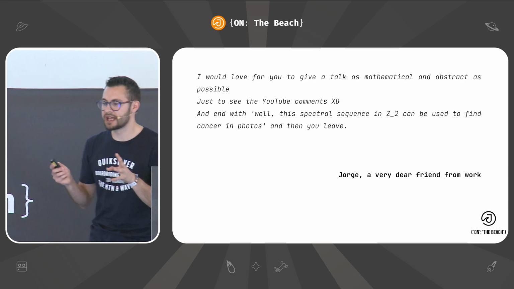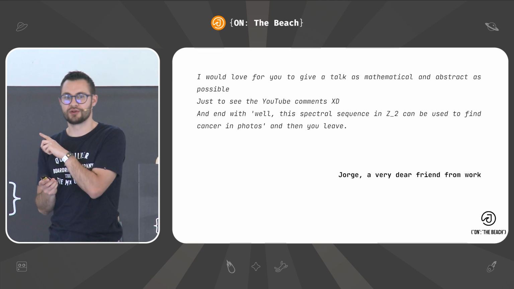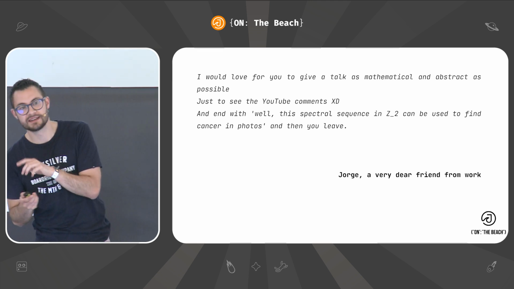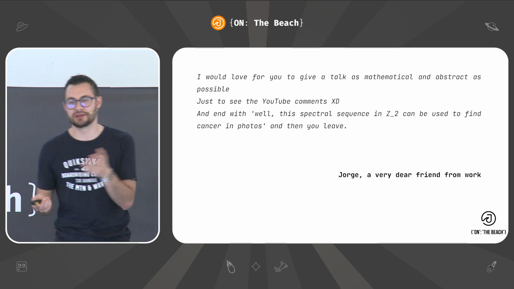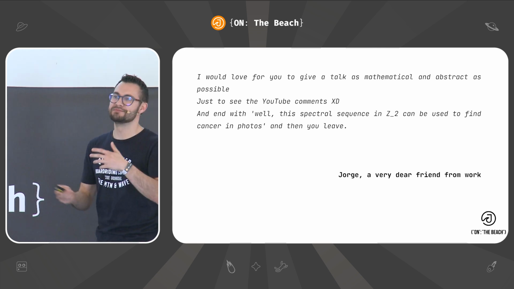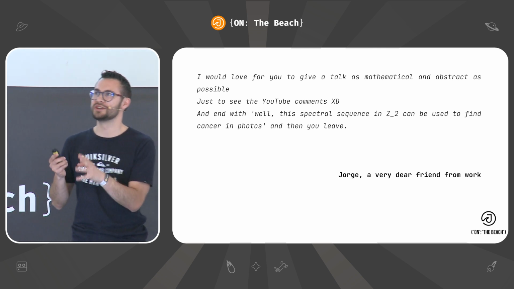Well, I would like to end with a little touch of humor. This is a fragment from a conversation I had with a workmate in which we were joking about how fun it would be to give a talk that was blatantly abstract and mathematical. And well, it is a temptation that we usually have.